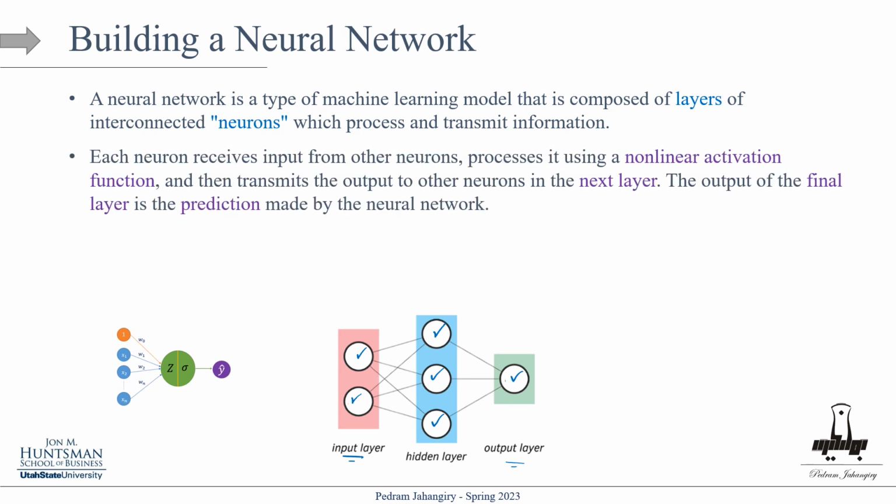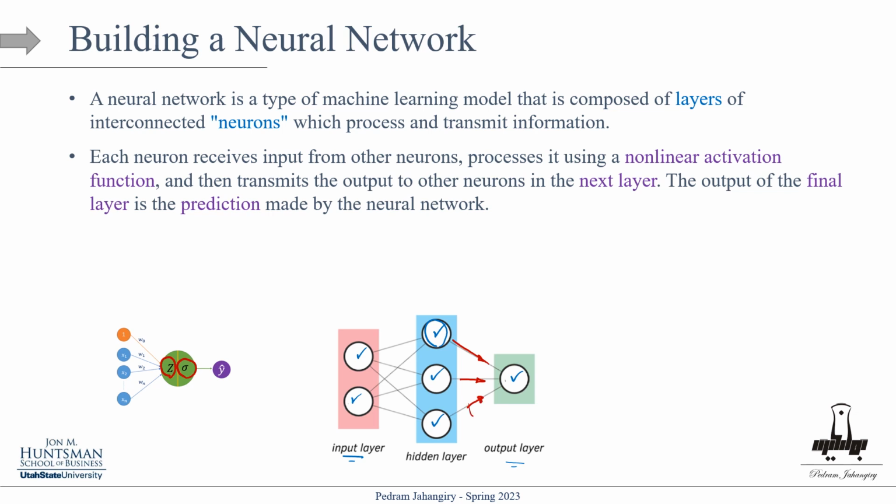Each neuron receives inputs from other neurons. For example, this one is receiving input from the input layer and processes it using a nonlinear activation function. Remember, inside each neuron there are two components, a linear component, which is a simple sum, and a nonlinear activation function, right? And then it transmits the output to the neurons in the next layer. So here, the next layer is the output layer, and it's going to send the output of a neuron to the next one.